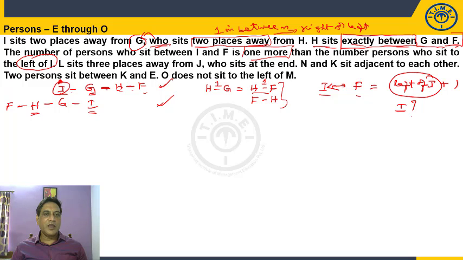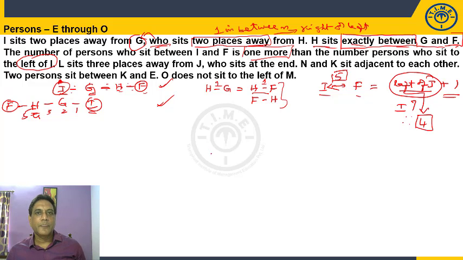I is here, F is here. How many are there? 1, 2, 3, 4, 5. In the second case, F is here, I is here. So 1, 2, 3, 4, 5. So either way there are 5 between I and F. So how many should be there to the left of I? Therefore, left of I there should be 4 persons. So that 4 plus 1 will become 5.